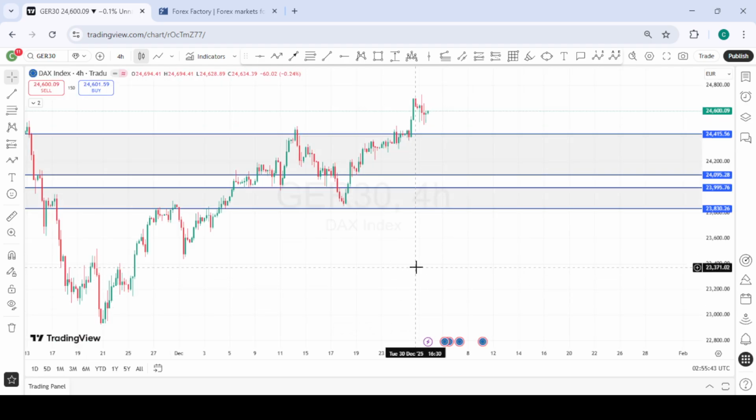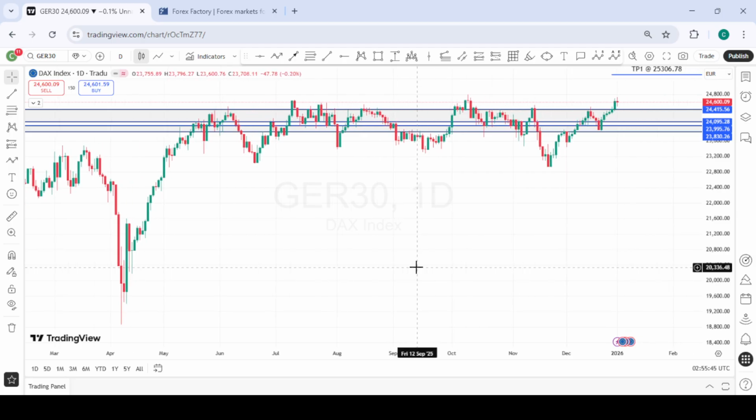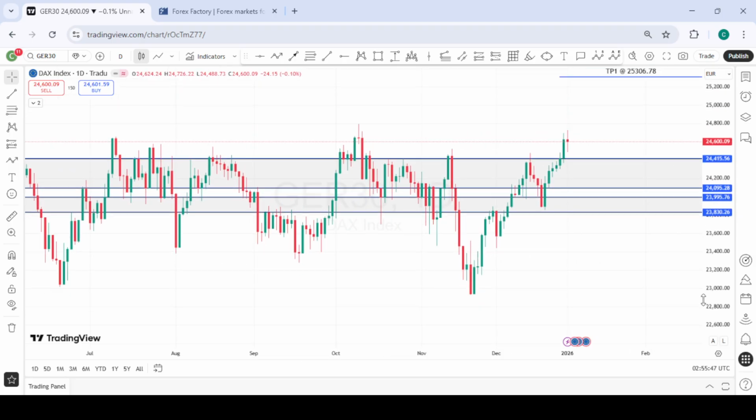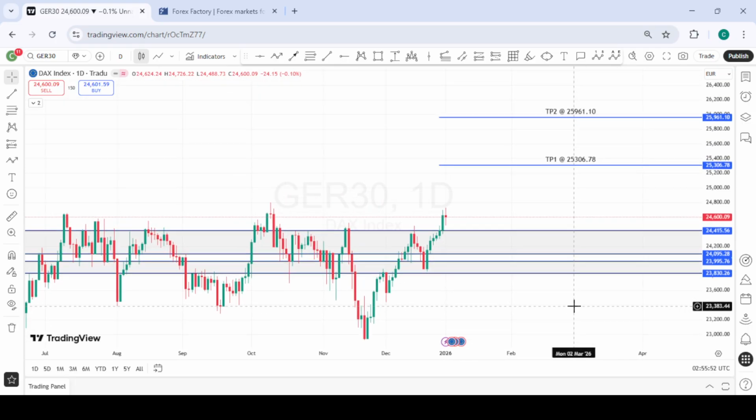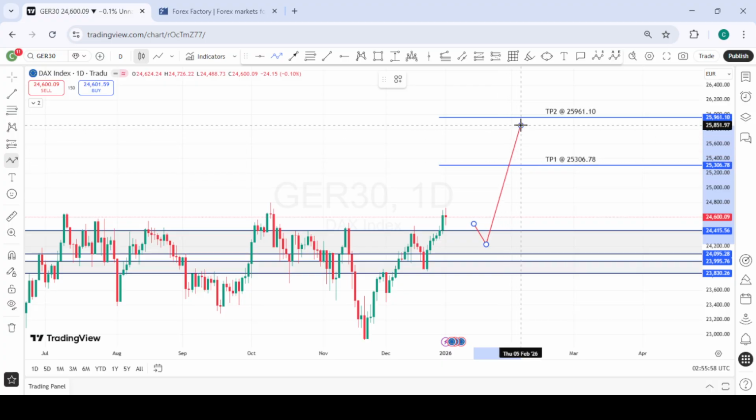We have here the German 30. The German 30 or DAX 30 is extremely bullish now. So going into next week, this is what we'll be looking out for. We're looking out for a possible pullback into this very first area of interest. Look for buying confirmations to the upside.